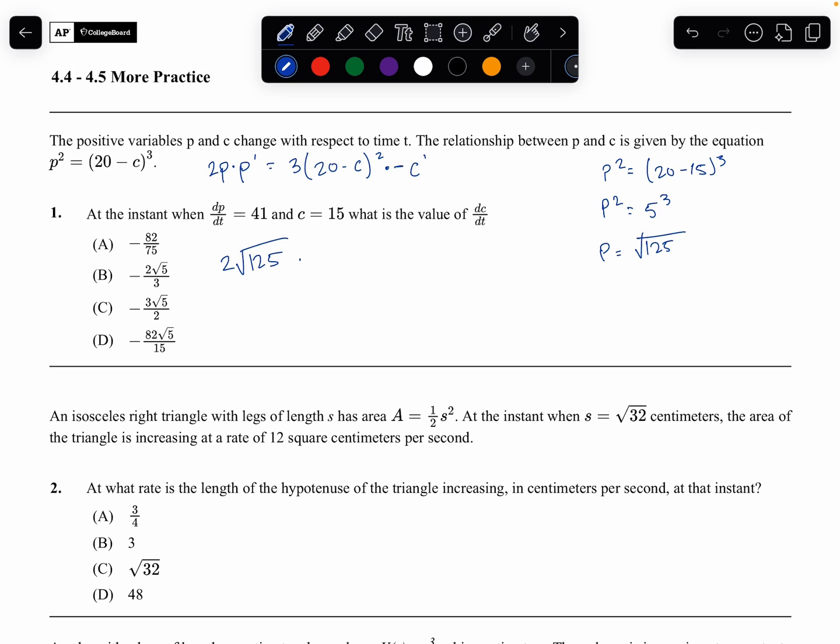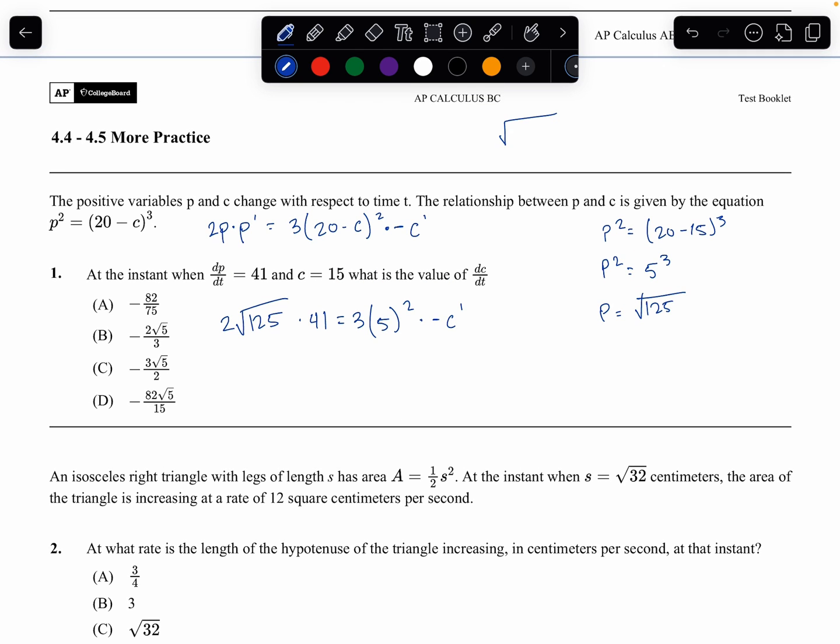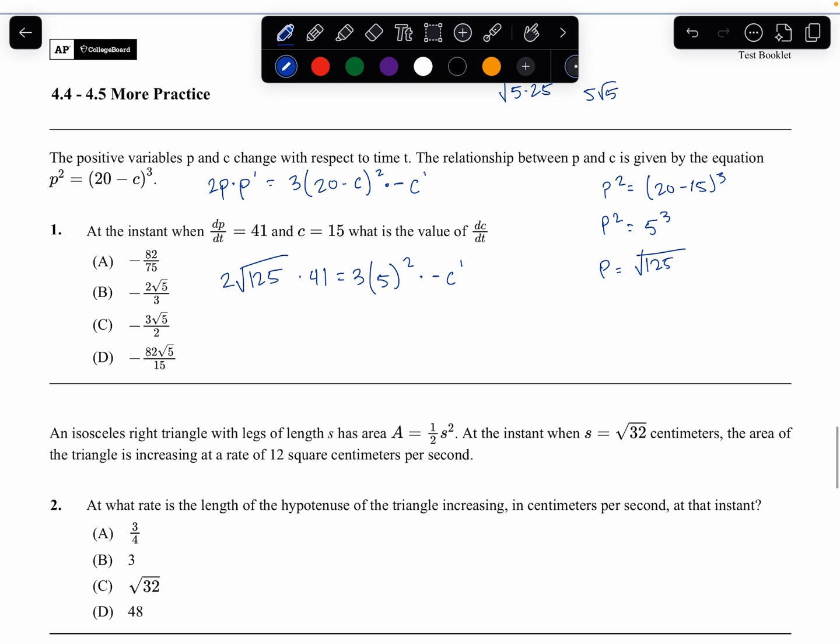Times p prime, which is 41, equal to 3 times 5 squared times negative c prime. And so I can simplify that right there. The square root of 125 is the same thing as the square root of 5 times 25, and the square root of 25 is 5, so 5 root 5. So this becomes 2 times 5 root 5 times 41 equal to negative 75 c prime.